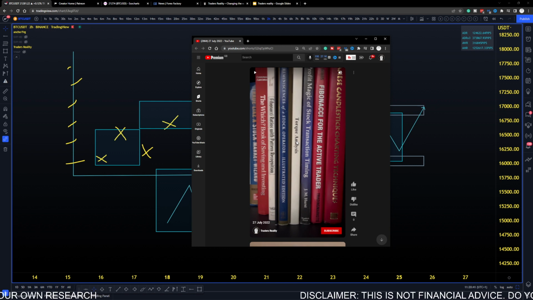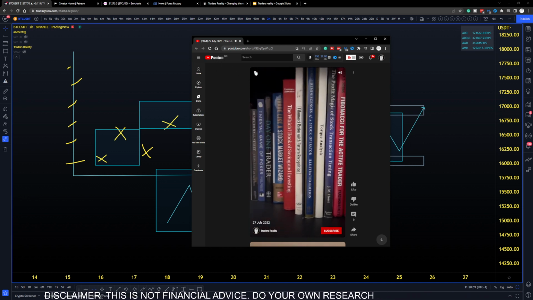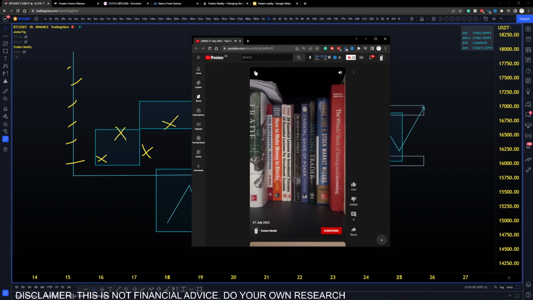Well, what do we understand as a move that's powerful? We understand it to be the vectors. Reminiscences of a Stock Operator, my guy Jesse Livermore. Fibonacci ratios with pattern recognition. Okay. Then we have this conventional book here, The Which? Book of Saving and Investing. We also have Trade Like a Stock Market Wizard, Day One Trader, mad book.